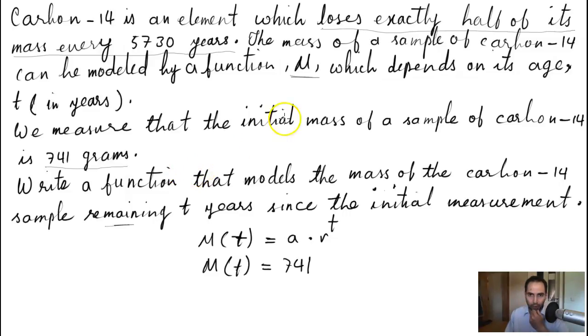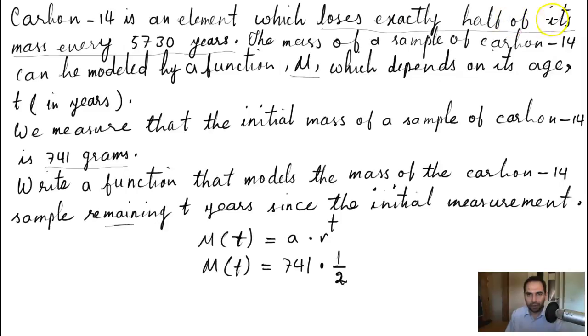And then what happens here is that this element loses exactly half of its mass every so many years. Losing half of your mass means that you're decreasing the amount of mass by half. So you simply multiply this by half, and this can represent the amount remaining after half is taken away, or it could simply represent half of 741. You can interpret it in any way you want, and either way it works for us.